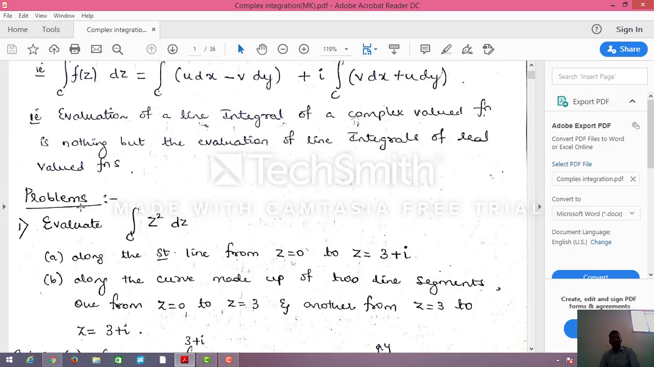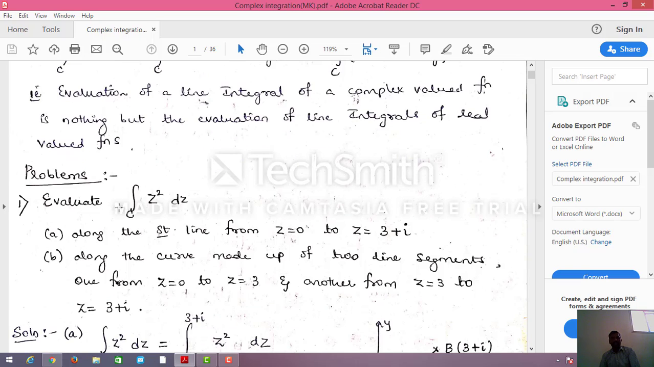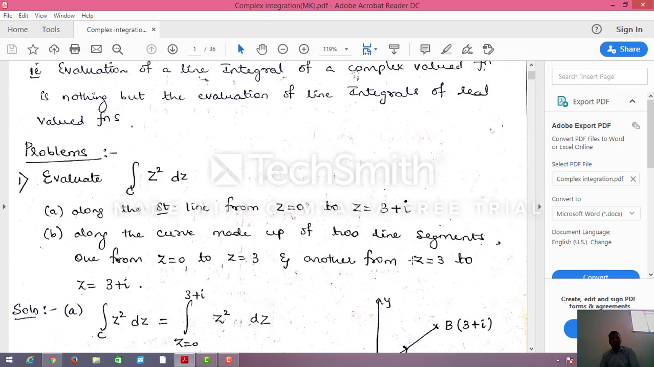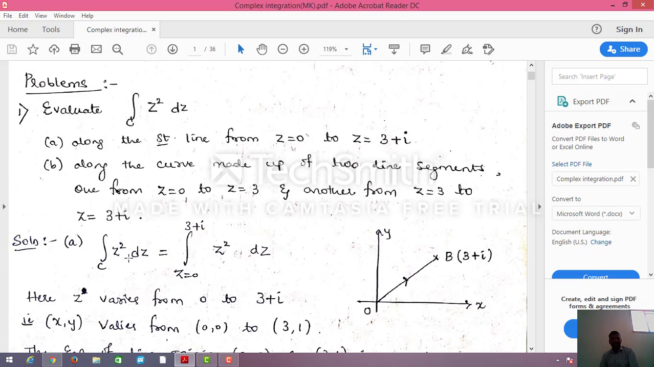Right. Problems using this. Evaluate the integration over c of z square into dz. The first one should be along the straight line from z equal to 0 to z equal to 3 plus i. Another one should be along the curve made up of two line segments, one from z equal to 0 to z equal to 3, another from z equal to 3 to 3 plus i. See, the given integral is the integration over c of z square dz.